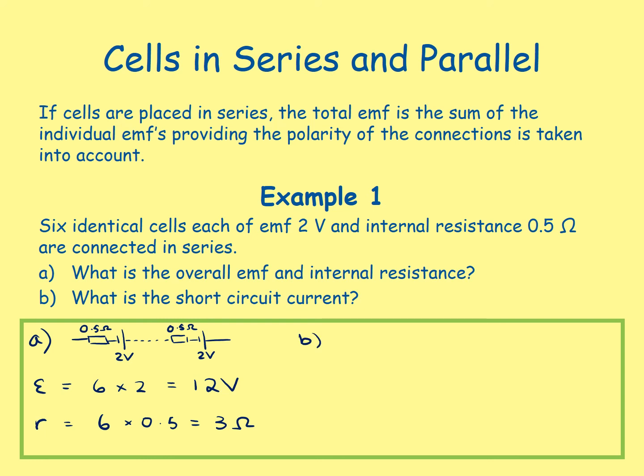For part B, we want to think about the short circuit current and think about our equation. We've got our EMF is our terminal potential difference plus our lost volts. And our short circuit current is when our terminal potential difference is 0. So popping our numbers in, our EMF is 12, we just worked that out. The current is what we're working out, and then our internal resistance is 3. Rearranging this, we get 12 over 3, which is equal to 4 amps for our short circuit current.